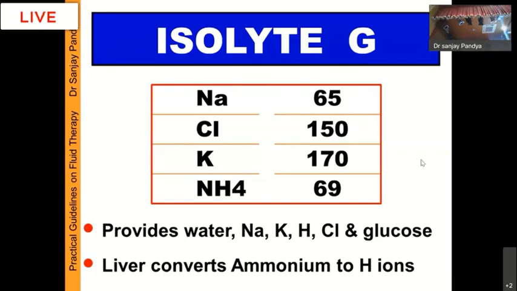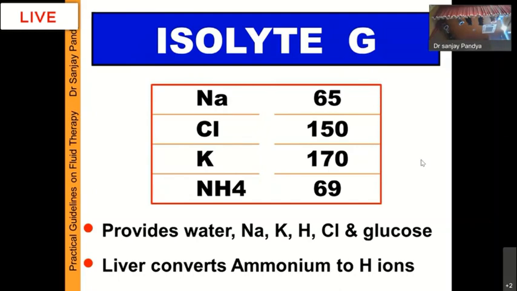It has a potassium. It is 17 milliequivalent, not 170. And then there is ammonia. See, ammonia gets converted into H ion by liver. Okay, ammonia gets converted into H ion by liver, and therefore Isolyte G provides H ion, and H ion corrects what? Metabolic alkalosis. Amongst readily available fluid, only fluid which directly corrects metabolic alkalosis by providing H ion is none other than Isolyte G.